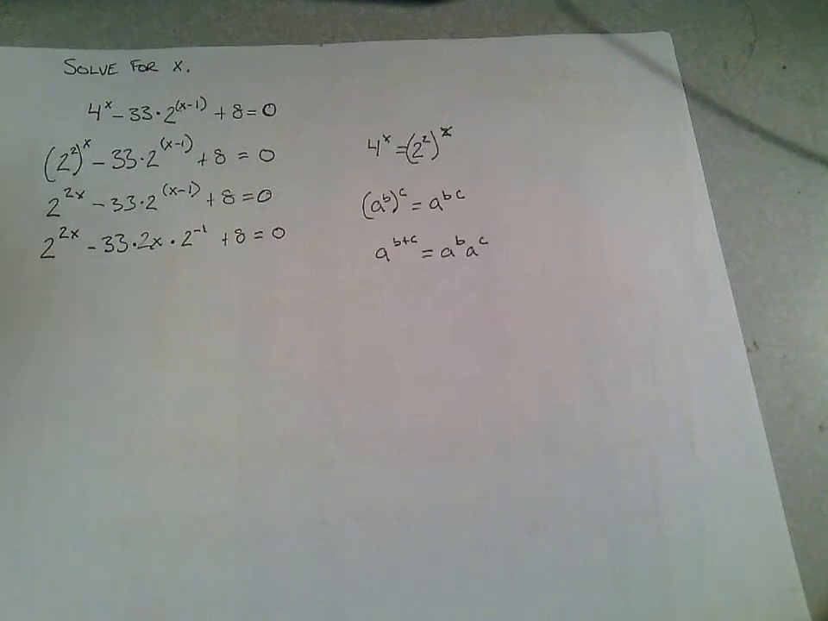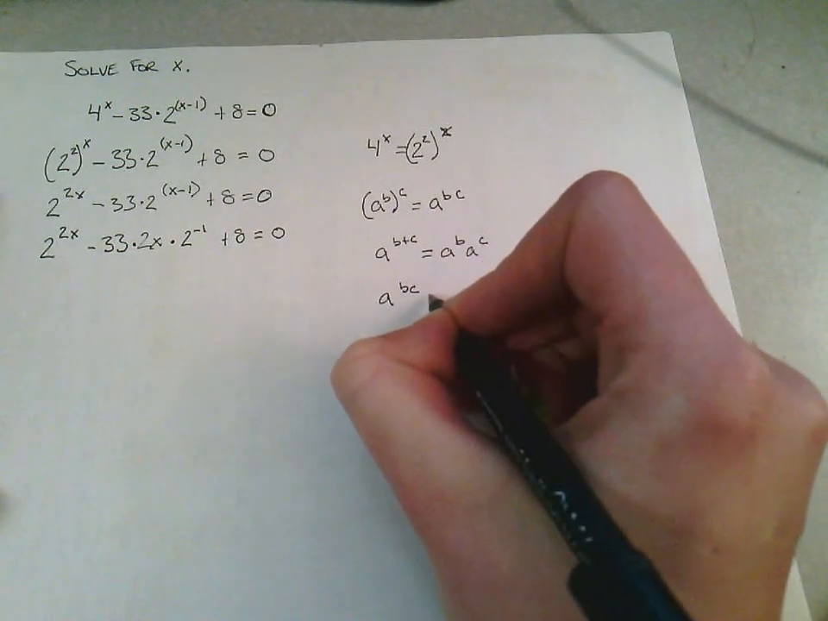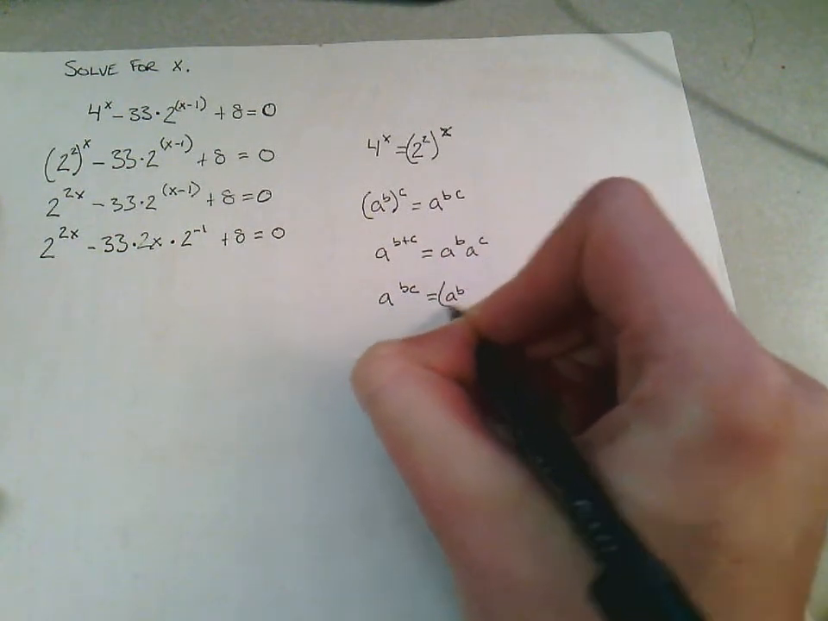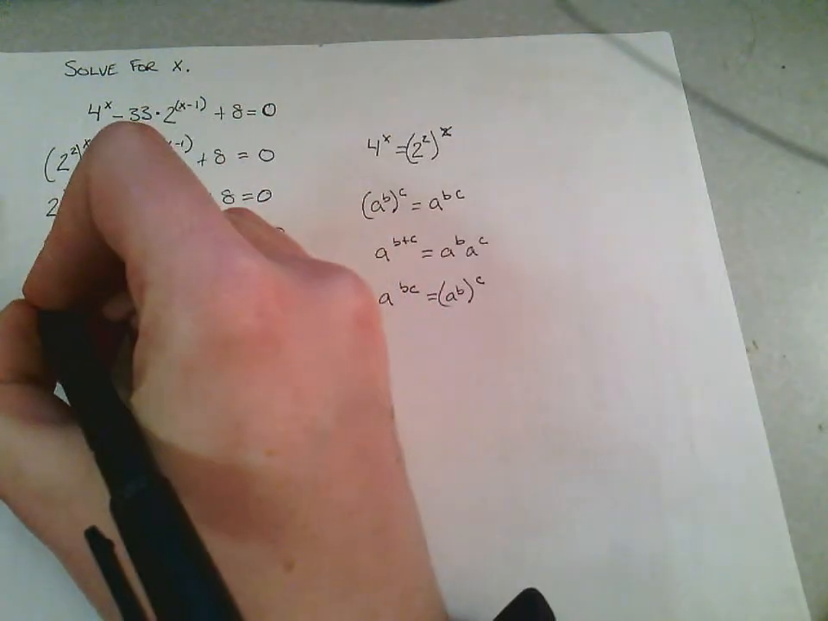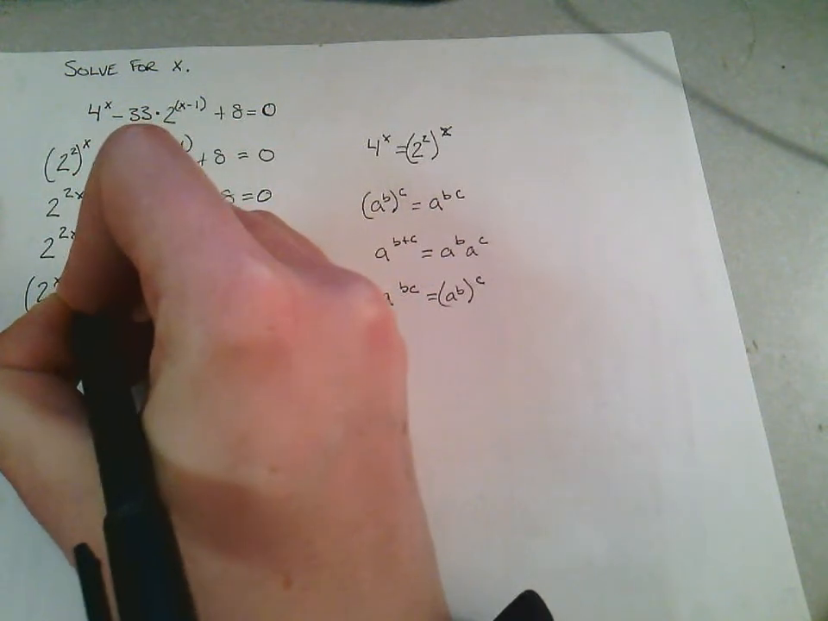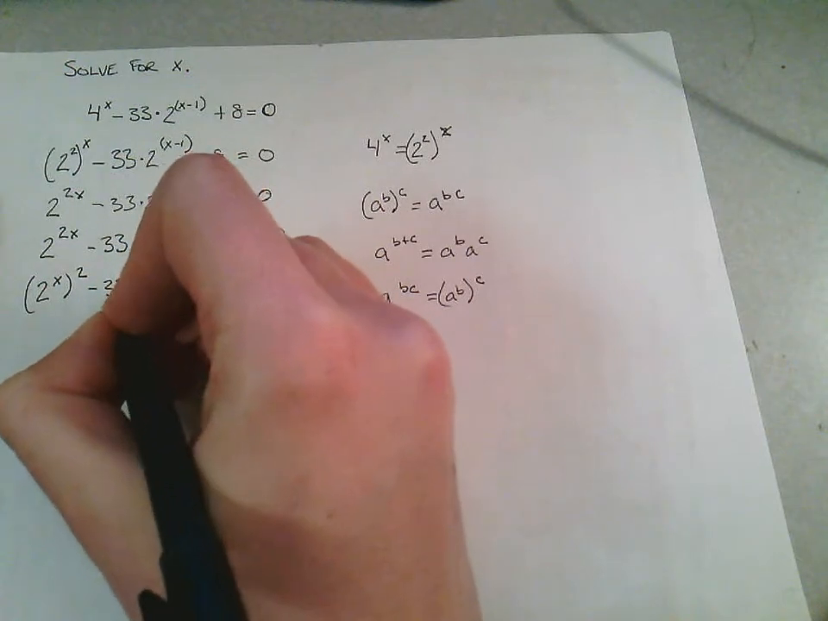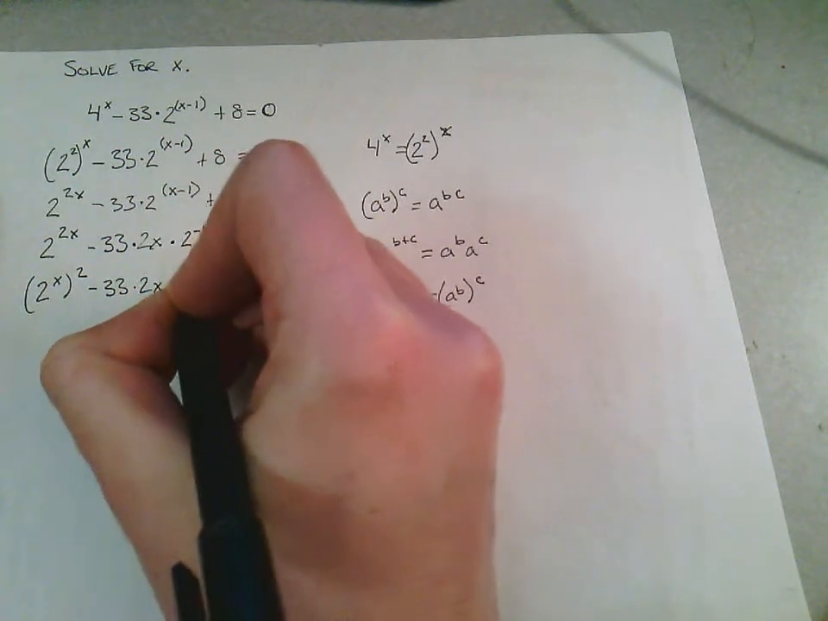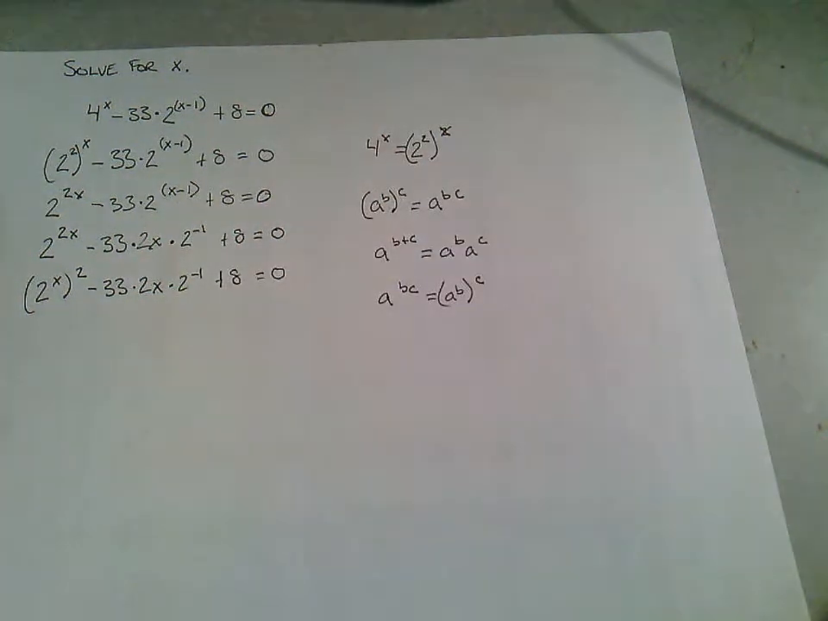Next, we will apply another rule, a to the bc equals a to the b to the c. So we can rewrite our 2 to the 2x as 2 to the x squared, and you guessed it, minus 33 times 2 to the x times 2 to the negative 1 plus 8 equals 0.